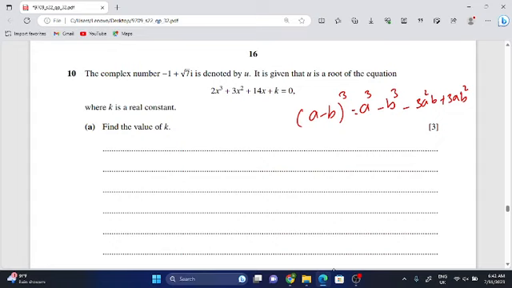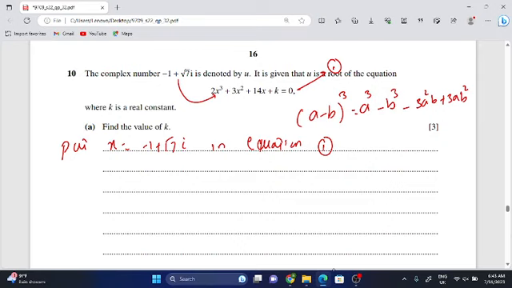So it is given to me that minus 1 plus square root of 7 i is the root of this equation. I have to put back x equals minus 1 plus square root of 7 i in all the places of x. So put x equals minus 1 plus square root of 7 i in equation number 1. That is equation number 1 actually.